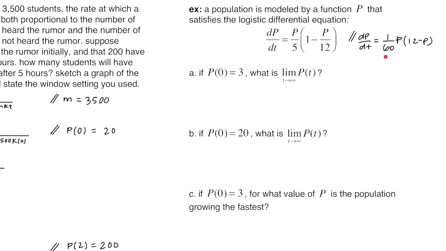So now that the logistic differential equation is of this form, we can see that m, the carrying capacity, is 12. So we have carrying capacity as m equals 12. So we end up getting that the limit as t goes to infinity of p of t is going to equal that carrying capacity, 12.